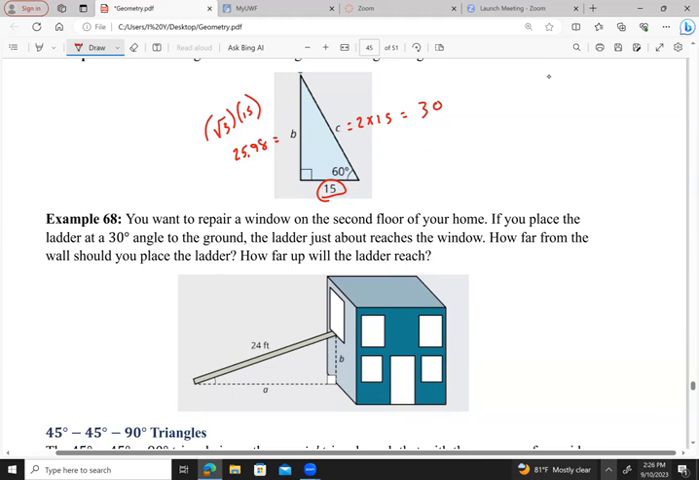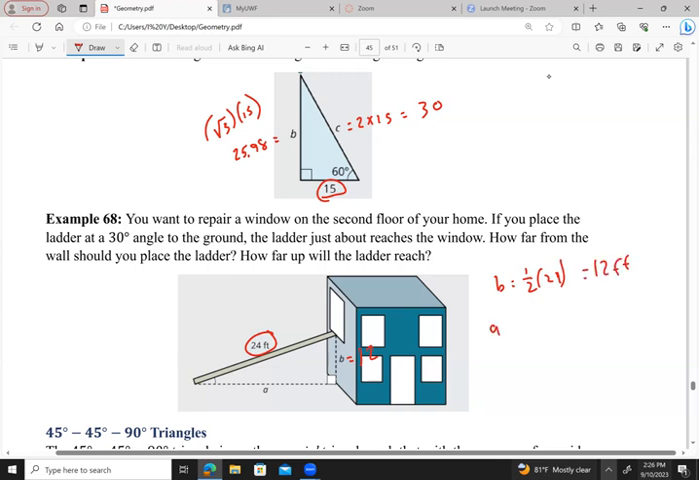You want to repair a window on the second floor of your home. If you place the ladder at a 30-degree angle to the ground, the ladder just about reaches the window. How far from the wall should you place the ladder? And how far up will the ladder reach? So I have my hypotenuse, which is 24. B is the shorter leg, so it is 1/2 of that, or 12. So B equals 1/2 of 24, 12 feet.